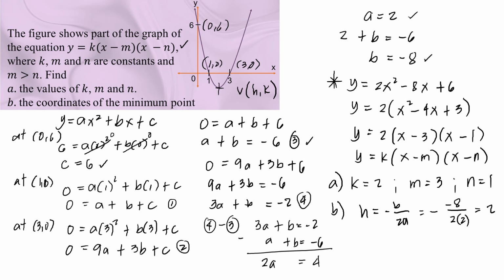Para makuha natin yung k, i-substitute natin yung h equals 2 doon sa general form of the quadratic function. So, k is equal to 2 times 2 squared minus 8 times 2 plus 6. 2 times 2 squared is 8. 8 times 2 is 16. So, 8 minus 16 plus 6. Then, this is equal to negative 2. Hence, sa letter B, ang minimum point ay nasa (2, negative 2).